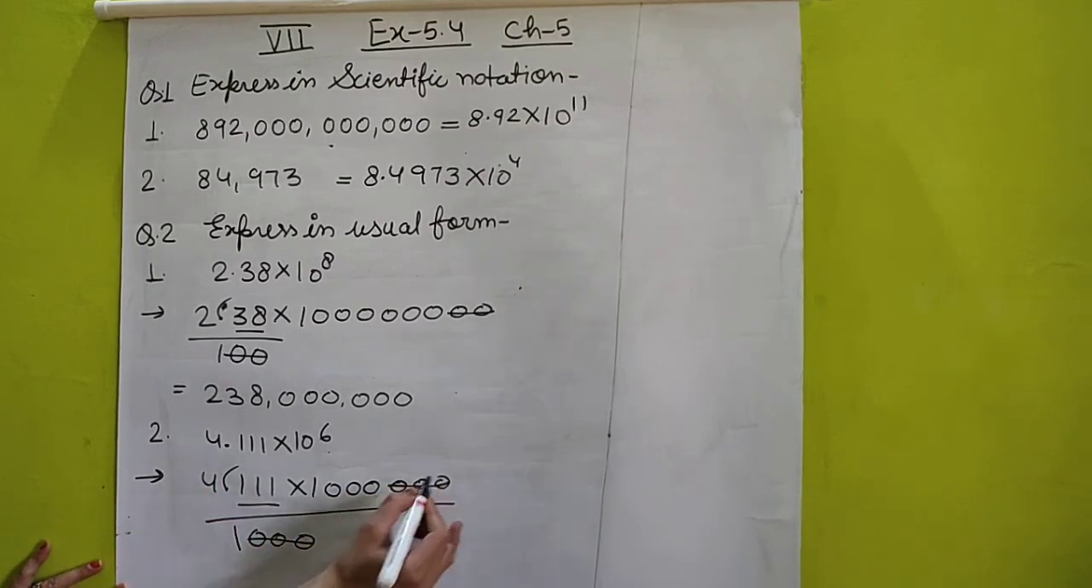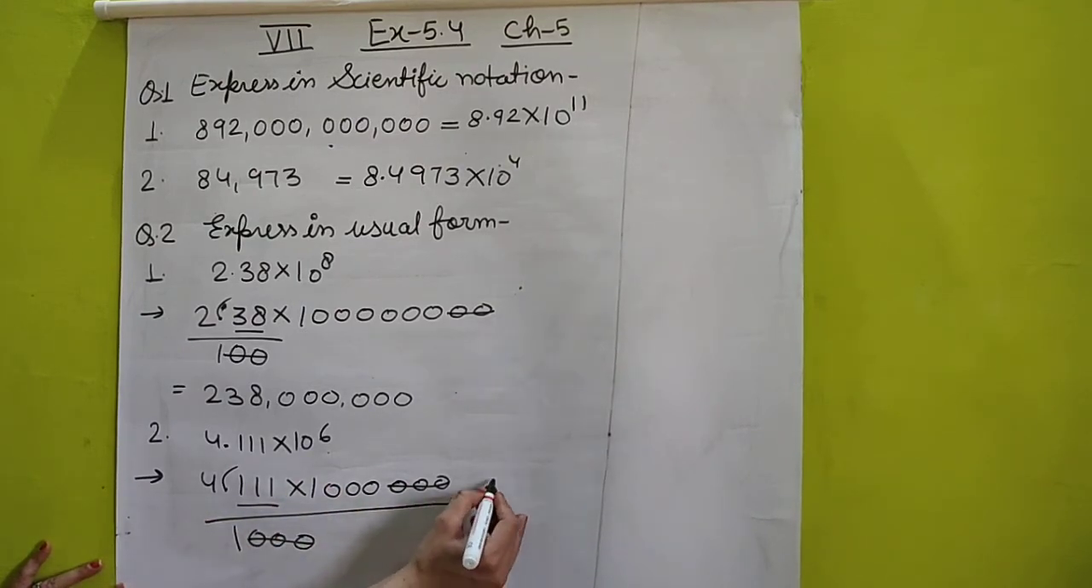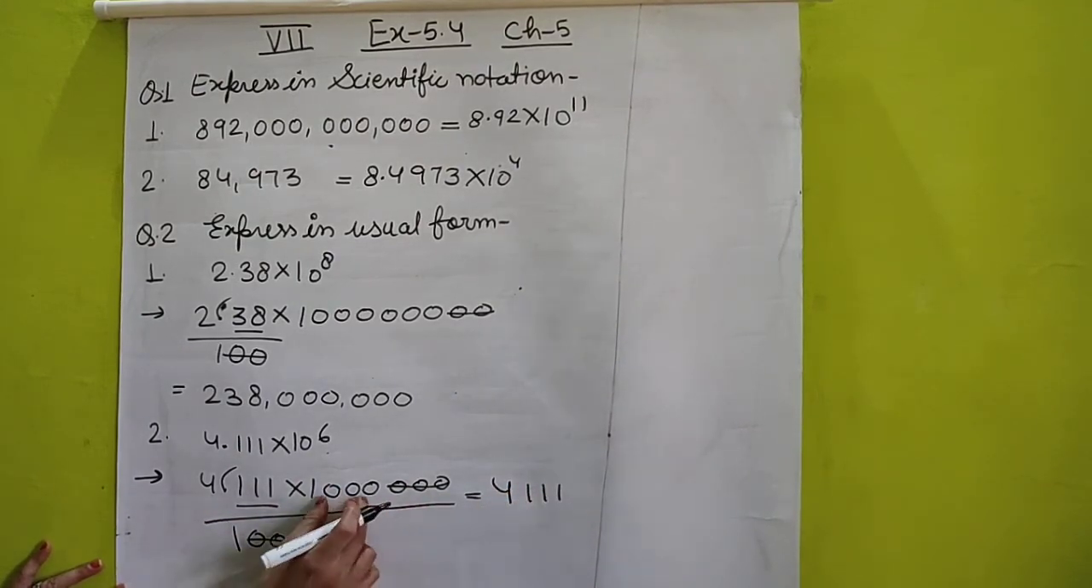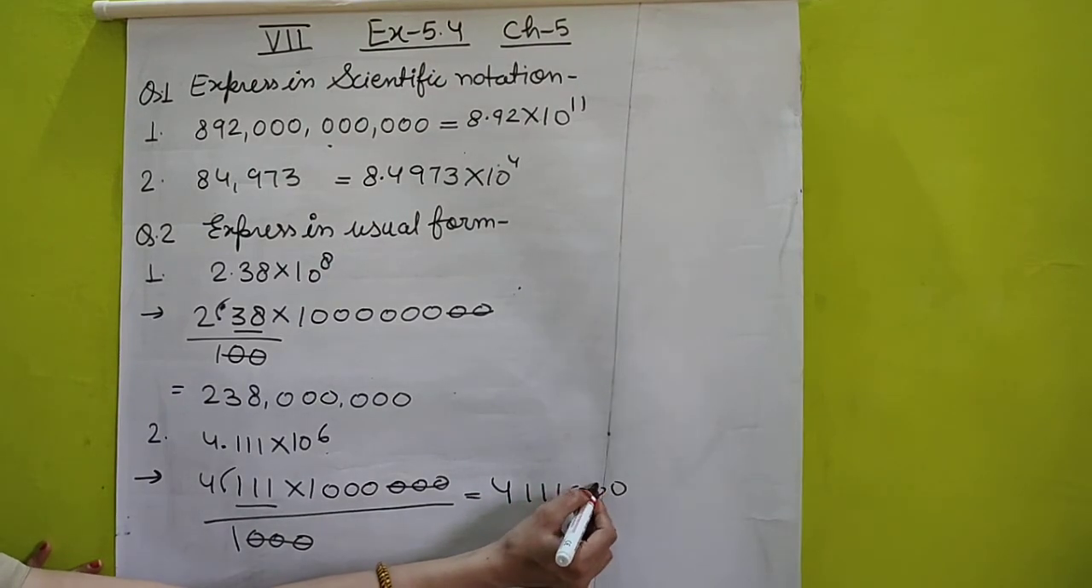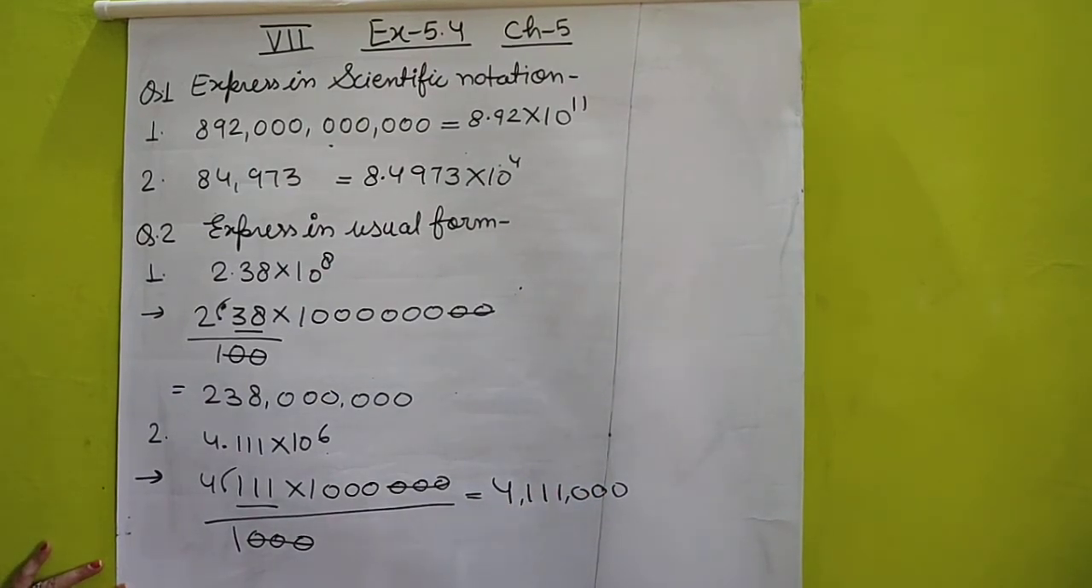3 zeros can cut 3 zeros. Now what is remaining, students? 4 1 1 1 and 3 zeros only. 1 2 3. Now you can put commas after 3 digits.